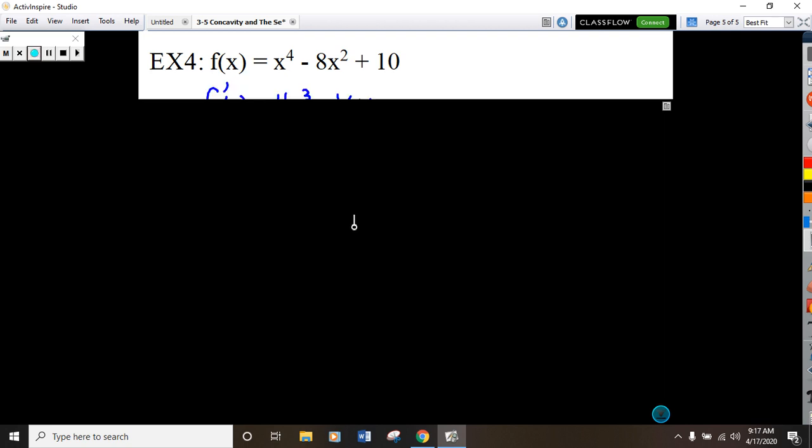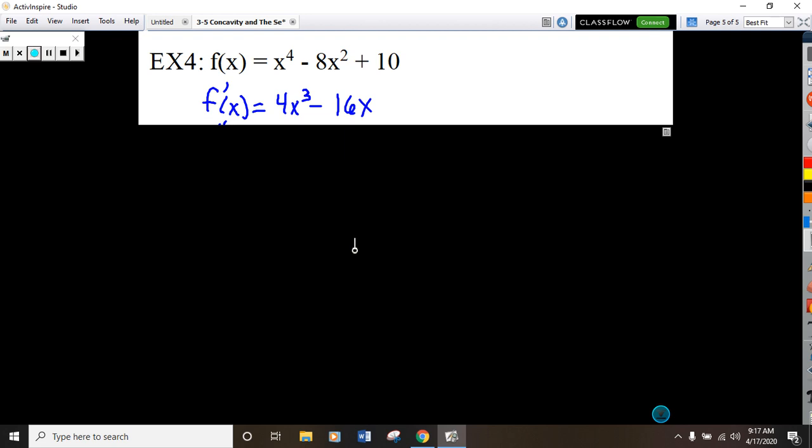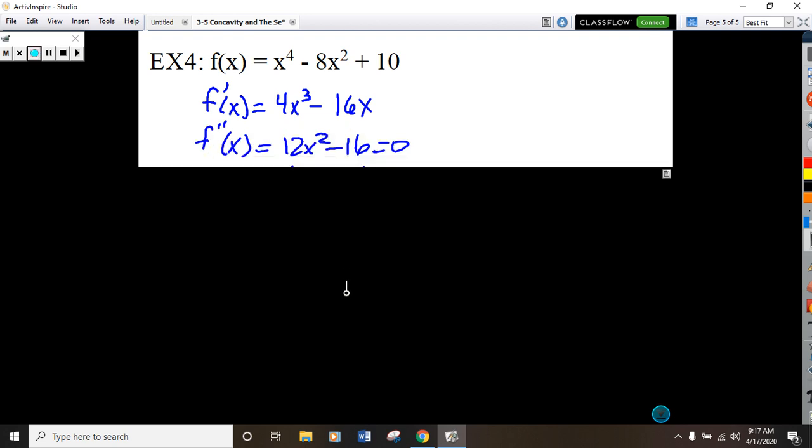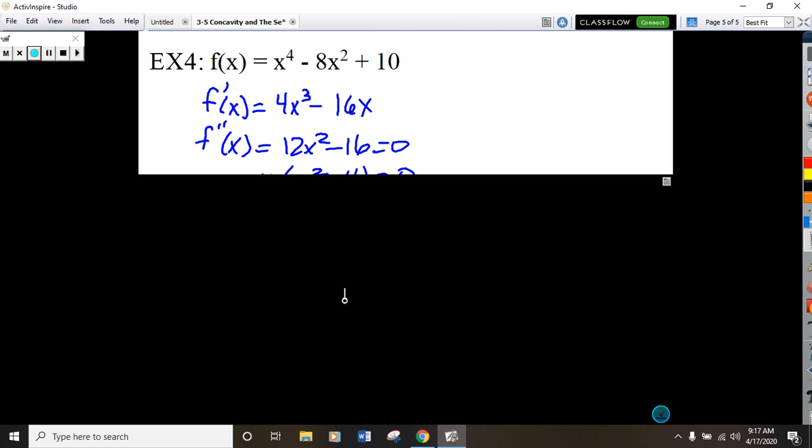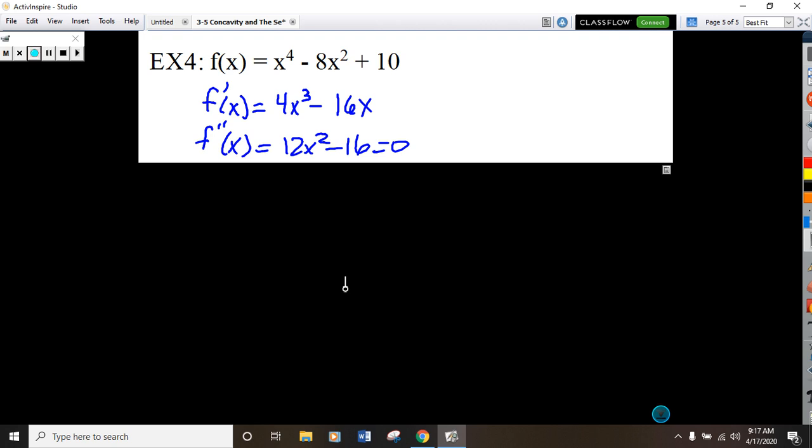Again, we have to take the first derivative and then the second derivative. So we end up with 12x squared minus 16. Again, to find the point of inflection, we set that equal to 0. From here, if you want to go ahead and add 16 and then divide by 12, that's fine, and then take the square root, that's also okay.